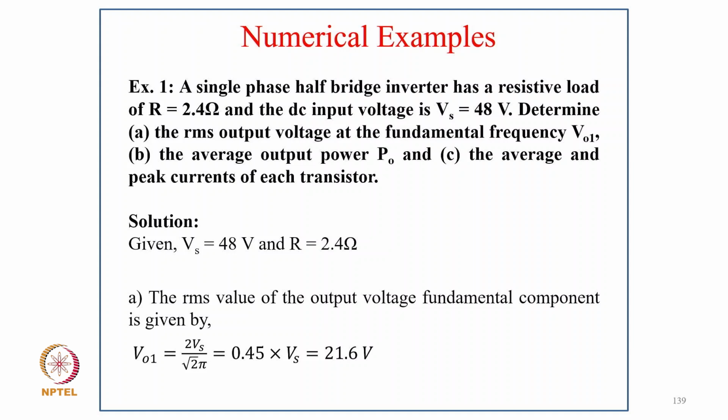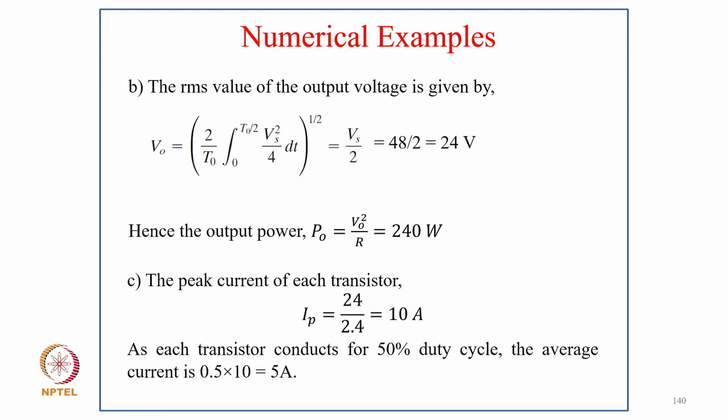The solution is given: Vs equal to 48 and R equal to 2.4 ohm. The RMS value of the output voltage fundamental component is VO1 equal to Vs upon root 2 pi, that is equal to 0.45 into Vs, that is 21.6 volt.